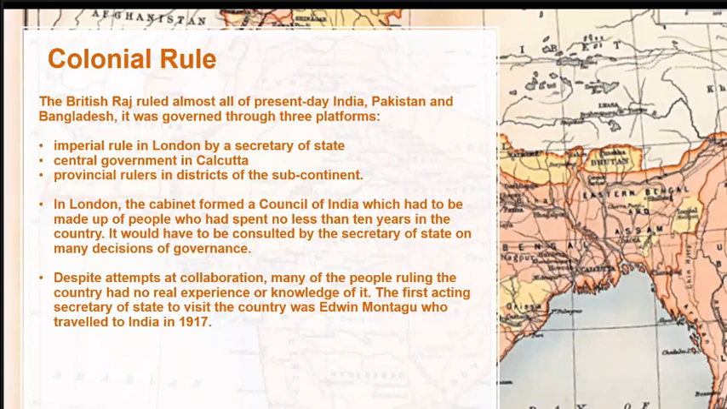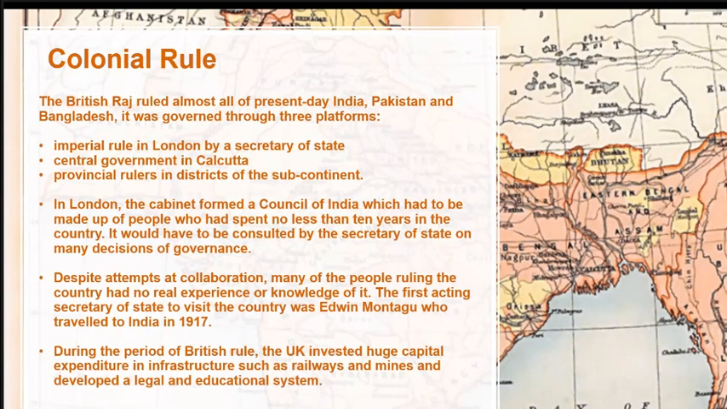But it's really interesting because, bearing in mind, British rule started in 1858, the first people that went across was in 1917. I think that was Edwin Montagu, who was Secretary of State at the time, who travelled to India for the first time. They had no real experience or knowledge of India, but the plan was still to rule it.